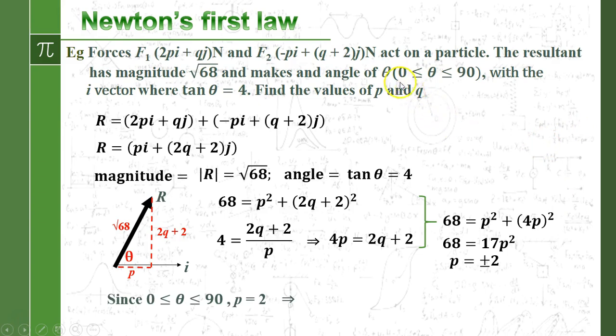And we're told that since we've got an angle of theta that's between 0 and 90, that means p has got to be the positive version of 2. It's not going to be negative 2, because if p was negative 2, my vector would be going over here somewhere, and my angle would be greater than 90 degrees. So that tells us that p is positive 2, and so all I've got to do now is go back and figure out q. We'll get that from there, and that gives me q equals 3. So there you go. There's my answers.